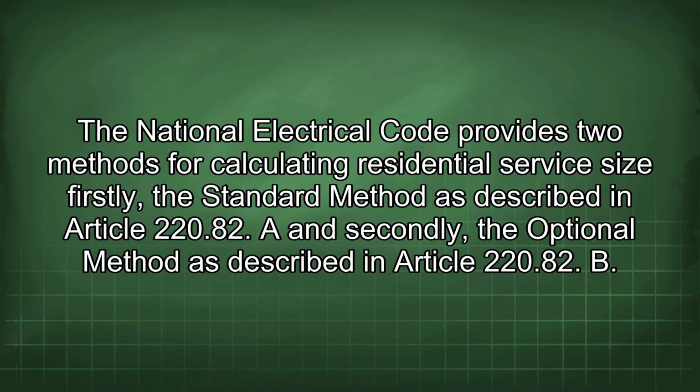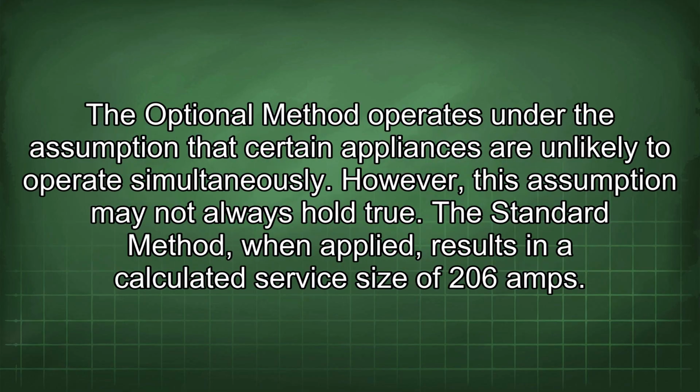The National Electrical Code provides two methods for calculating residential service size. Firstly, the standard method as described in Article 220.82, and secondly, the optional method as described in Article 220.82. The optional method operates under the assumption that certain appliances are unlikely to operate simultaneously. However, this assumption may not always hold true.